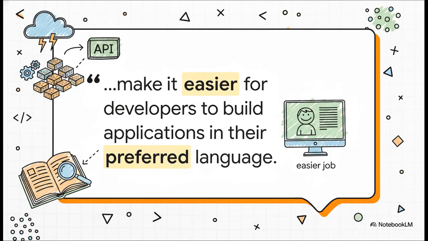This quote from AWS really just sums up the entire mission perfectly. The goal is to make it easier for you, the developer, to build in your preferred language. It's a whole package deal. The API gives you the functions, the code examples show you how to use them, and the documentation explains the why behind it all. It's all designed to make your job easier.